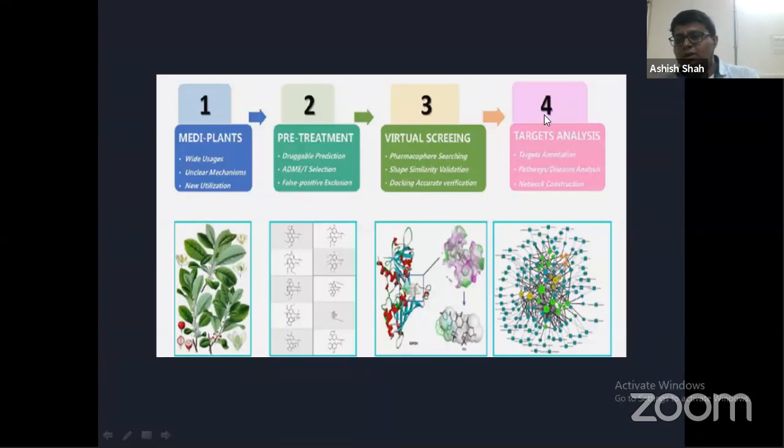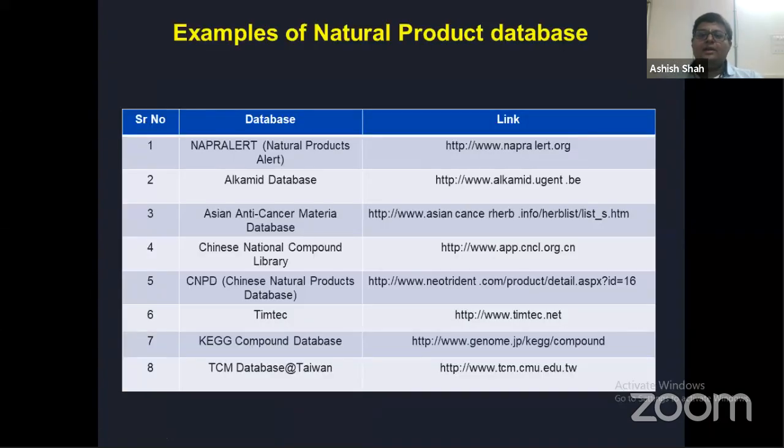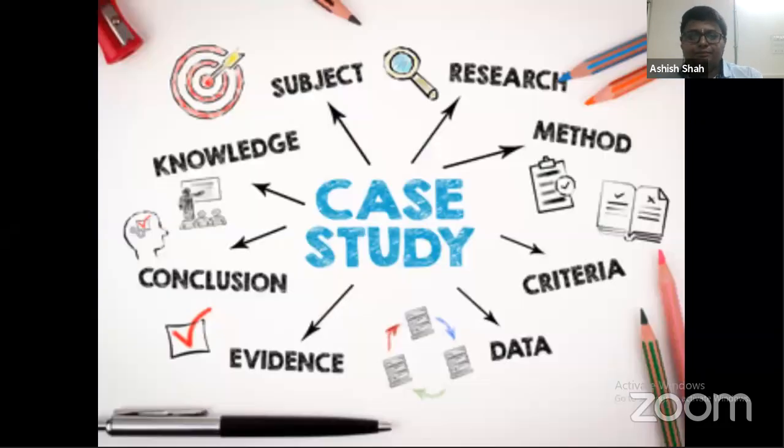So if you are going through natural products, this may probably be a good workflow for your research. Now these are examples of natural product databases which are available. Some are freely available and some are paid. These are a few examples. There are many kinds of databases available, but I have put the well-known ones. So you can go to these databases and screen molecules from them.